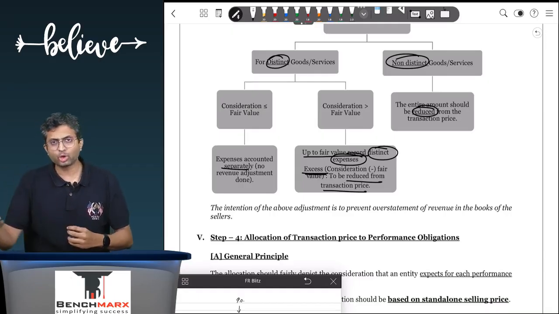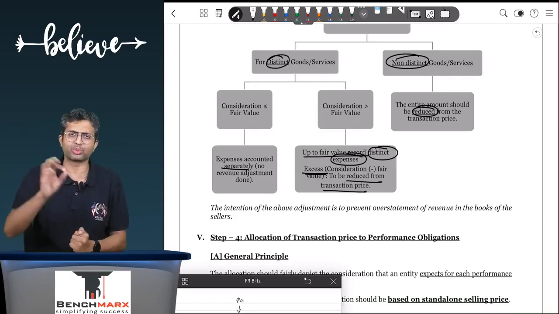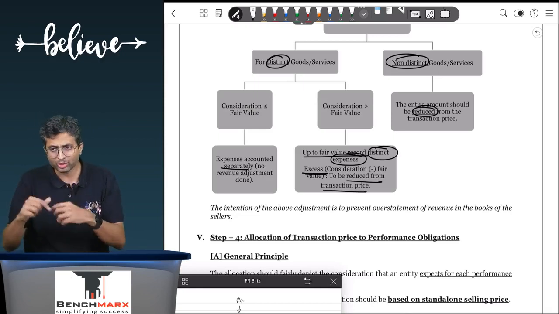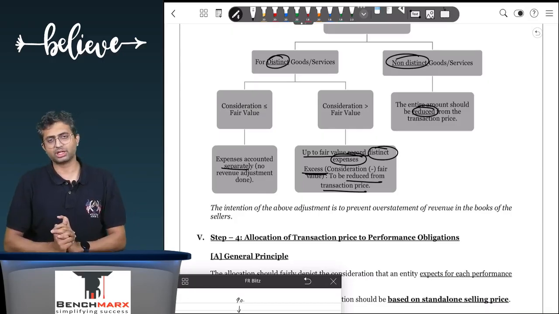Now, the standalone prices, how do you determine the standalone price? The best way to determine standalone price is your observable price if this was the only standalone obligation. So, if I were to give warranty, what was the standalone price if I were to only give warranty? That is my standalone price.